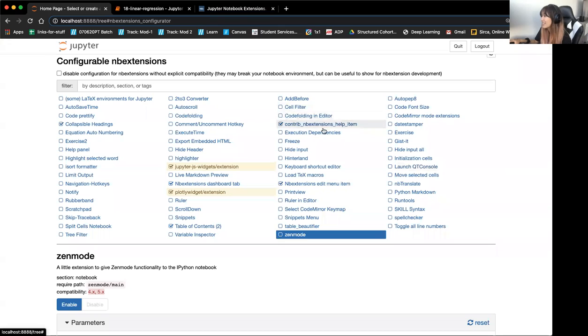Other things: table of contents, collapsible headings. There's one where you can split your cells so you can have half a cell on each side. This is a fun thing to look into. Definitely as you're starting to use notebooks for bigger projects, I highly recommend exploring these. And I'll send out a link to how you can download this. Super simple, like 2 lines in Terminal.